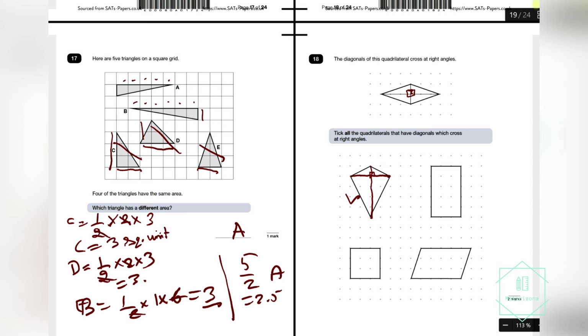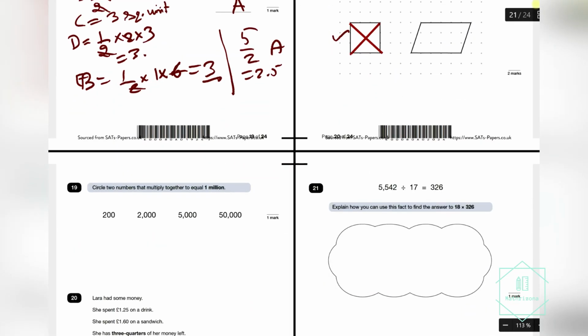And this one, this is one diagonal and this is the second diagonal, and we are not saying these are 90 because this one is obtuse and this one is acute. Let's try for this one. Square, and in a square the diagonals cross each other at a 90-degree angle. So that's our second shape. Okay, let's move to the next question. We don't have to work out the quadrilateral.